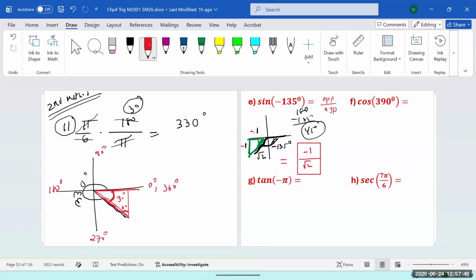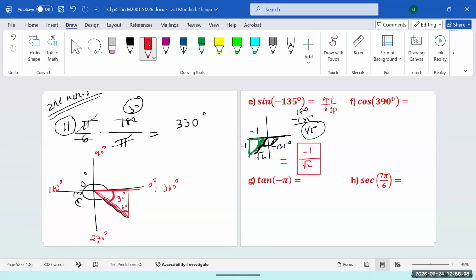So find the reference angle. If possible, draw it. Decide your x and y, and that's it. If you have a triangle, you work with the triangle. If you don't have a triangle, like quadrantal angles, then you only work with the x value and y value.